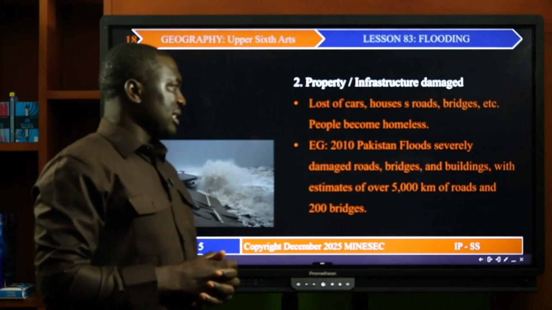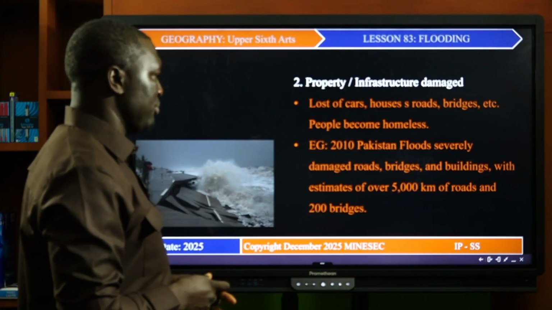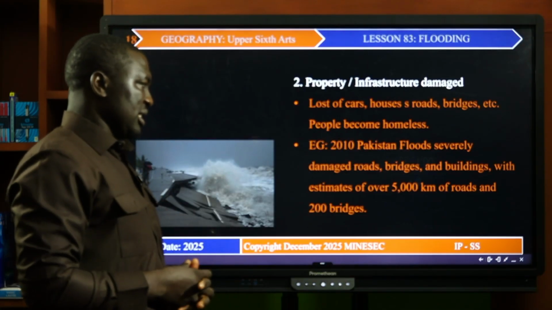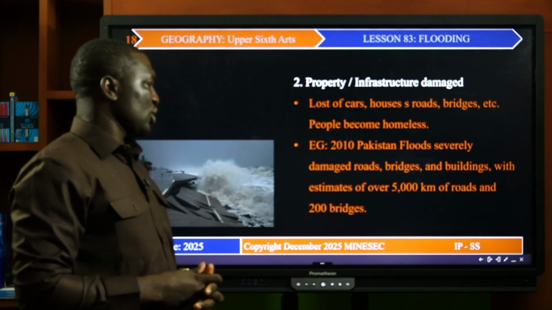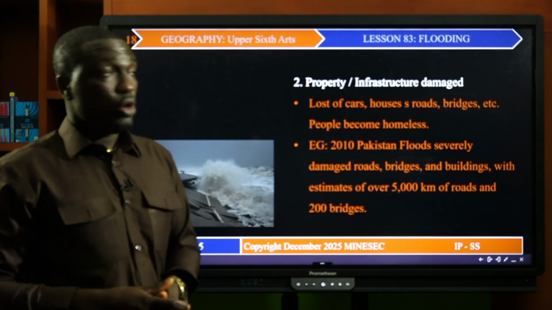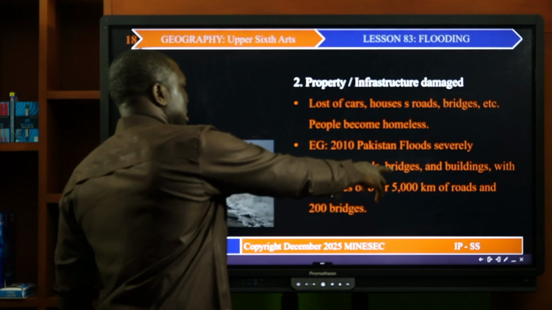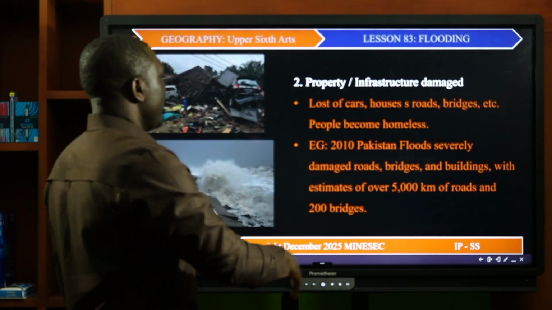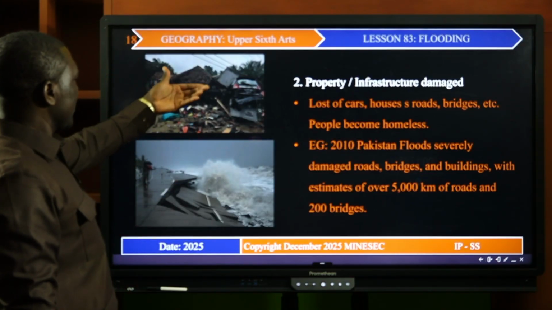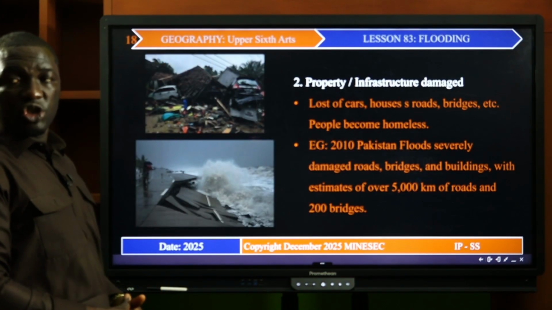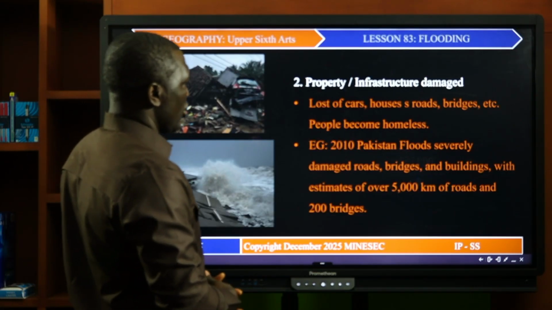In 2010, the Pakistan flood severely damaged roads, bridges, and buildings. It is estimated that about 5,000 kilometers of roads and 2,000 bridges were damaged in Pakistan in 2010 by flooding. Just look at the image properly, as already discussed.